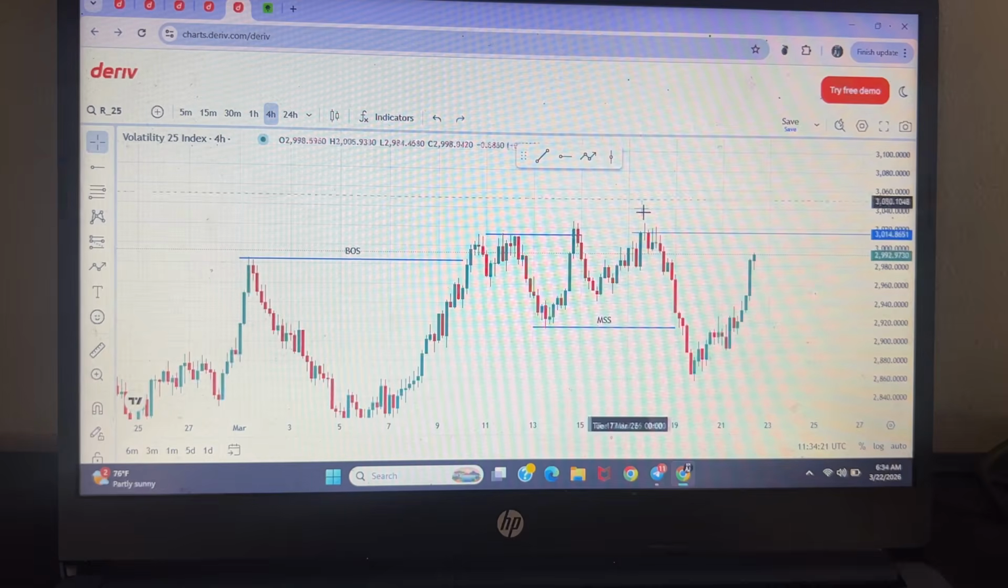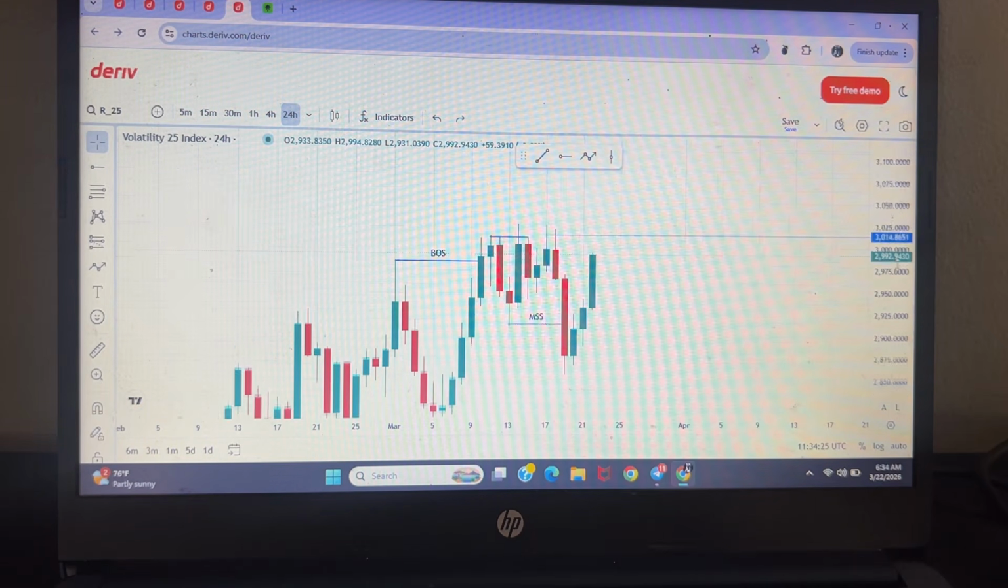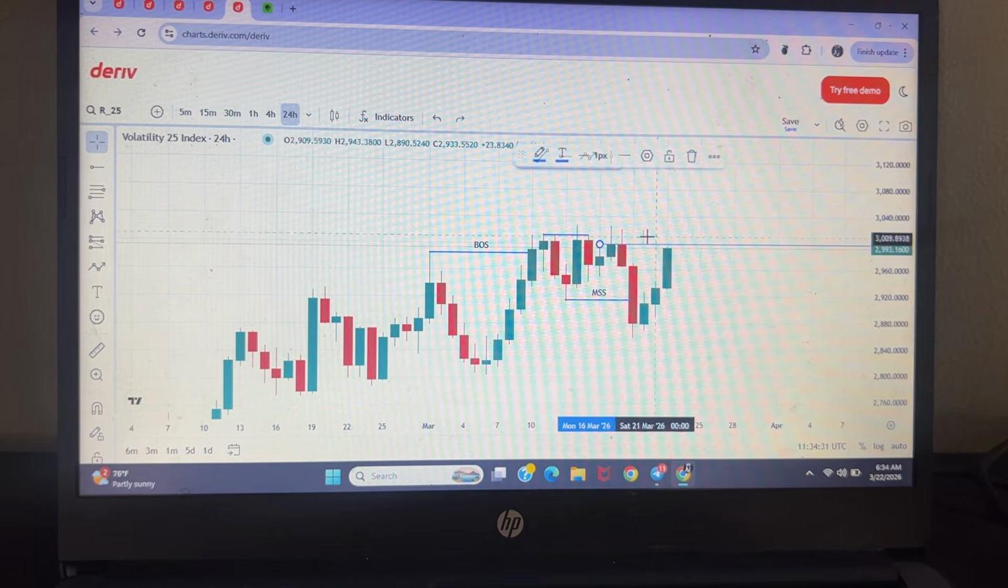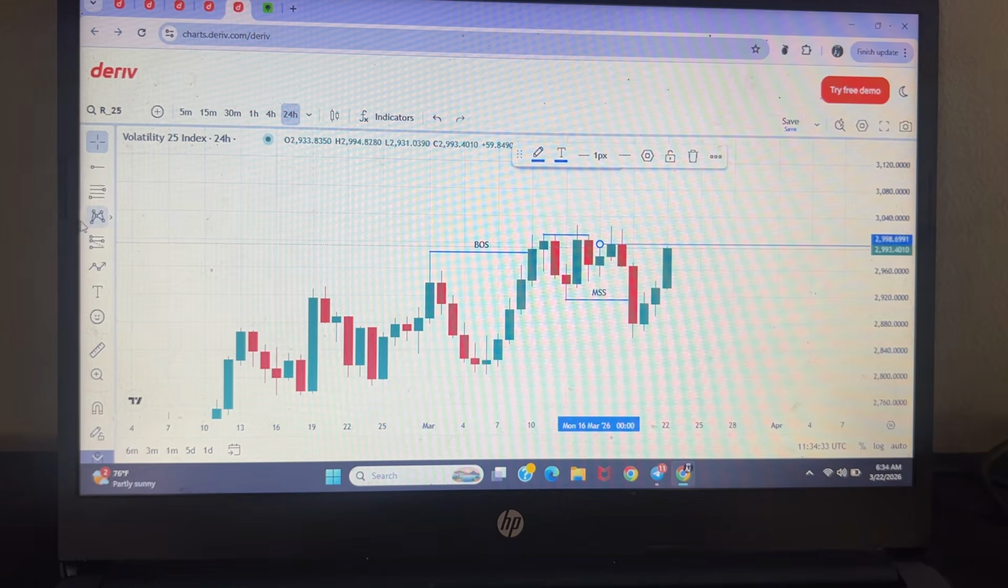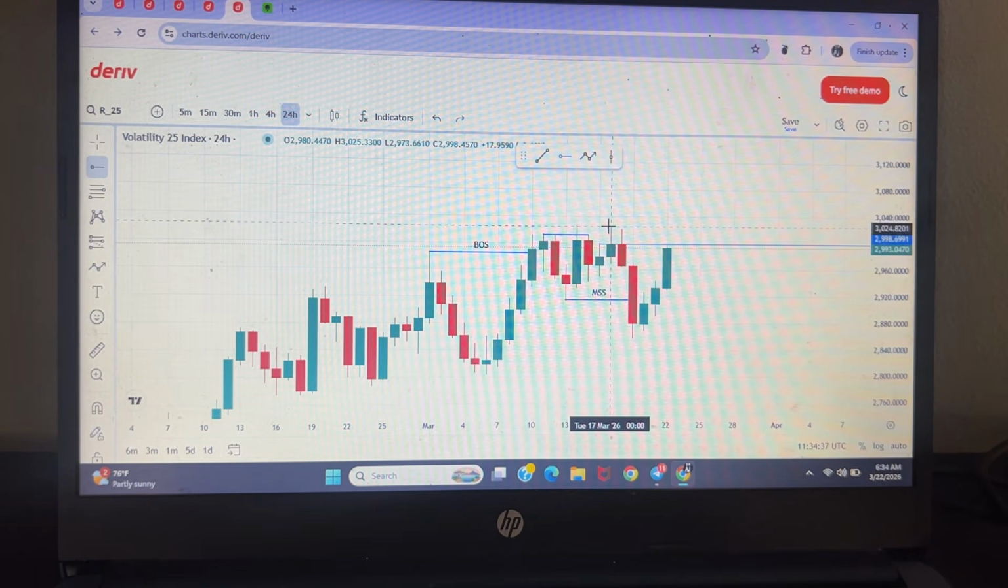So as you see, we start from a daily where we mark the zone on the daily. I'm gonna go back over it one more time. We mark the zone that we want to see price respect on the daily, and that is the zone. We don't want to see price break this high right there, because then we know we're not gonna look for sells. So now we're looking for sells.